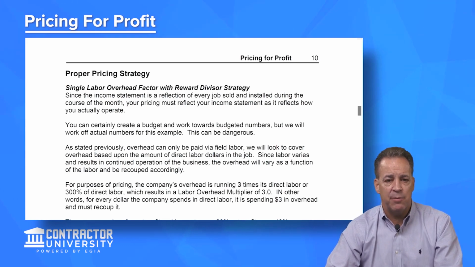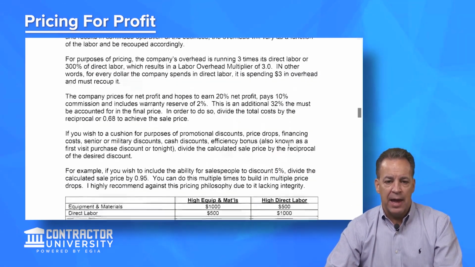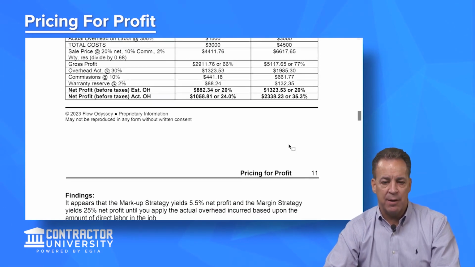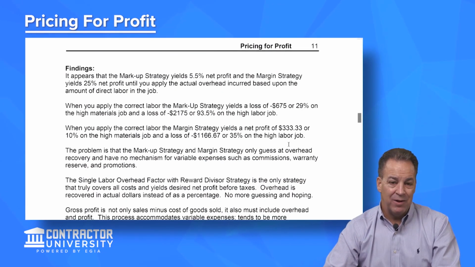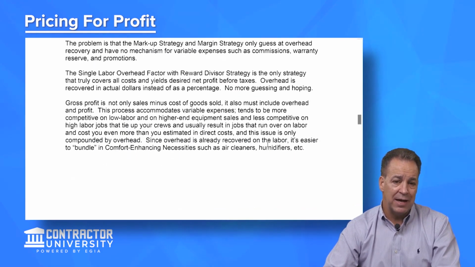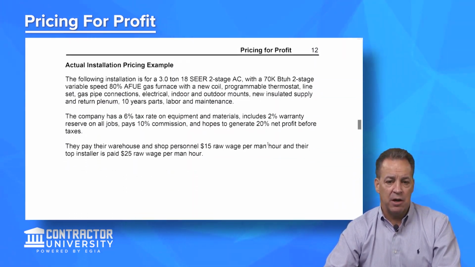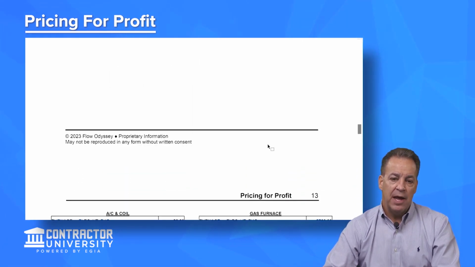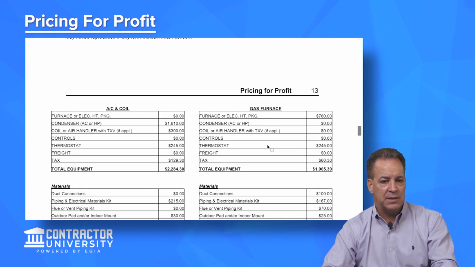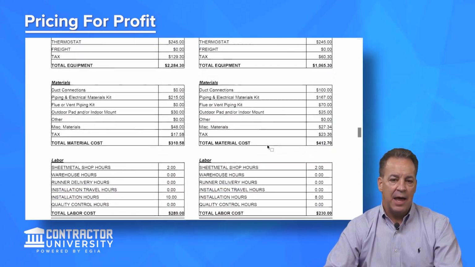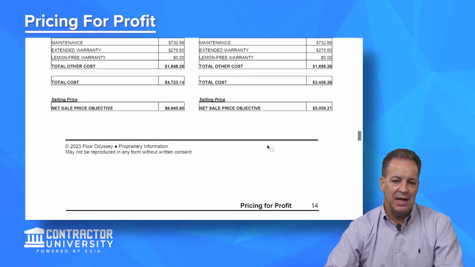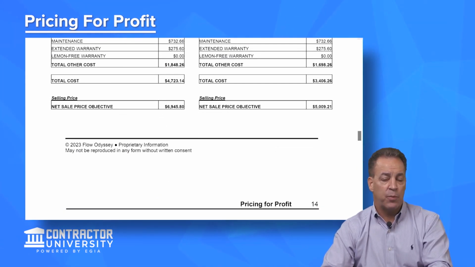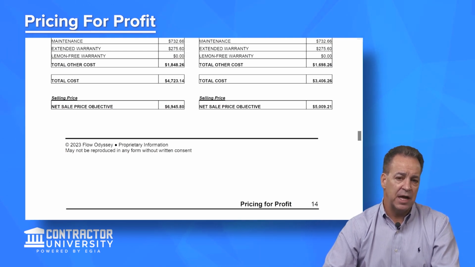So this is a discussion about that strategy. I get into showing you, again, the high labor and low labor job. And then I give you a discussion about the findings of all of the strategies. Then we take a look at an actual example of a job. We look at an AC and a coil by itself, and a furnace by itself, and we break that all down so you can see how we get to a price. When you add the price for the AC and a coil to the price of the furnace, it's going to be close to $12,000 to the customer.